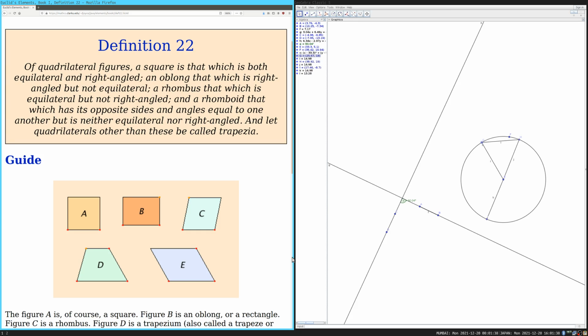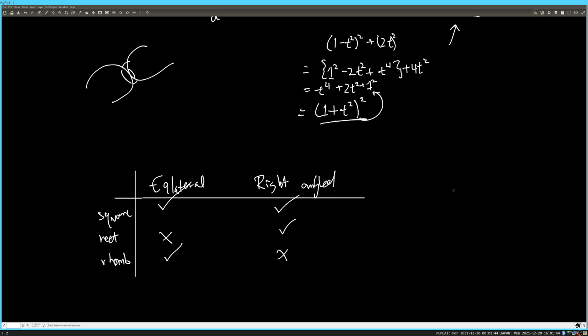Rhomboid. Okay, a rhomboid. So, if you imagine we took a square. Okay, here's our square, and imagine I apply a shear to it. Okay, so it would look something a little bit more like this.